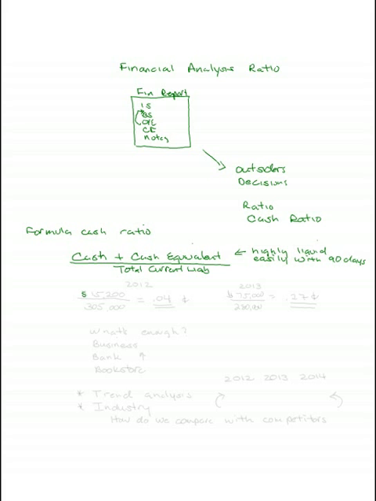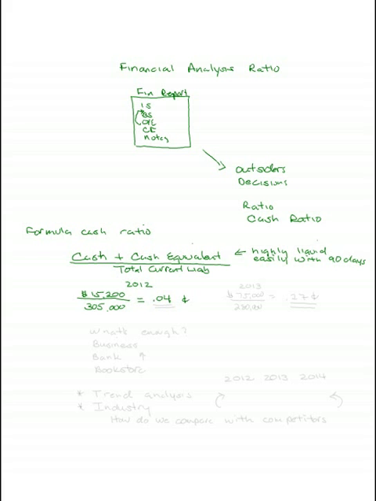Let's take an example for a business that has $15,200 in cash equivalents, and current liabilities of $305,000. You could say their cash ratio, when you do the math on that, is for every dollar in current liabilities, they have 4 cents in cash and cash equivalents. Ooh, that's a little tight.